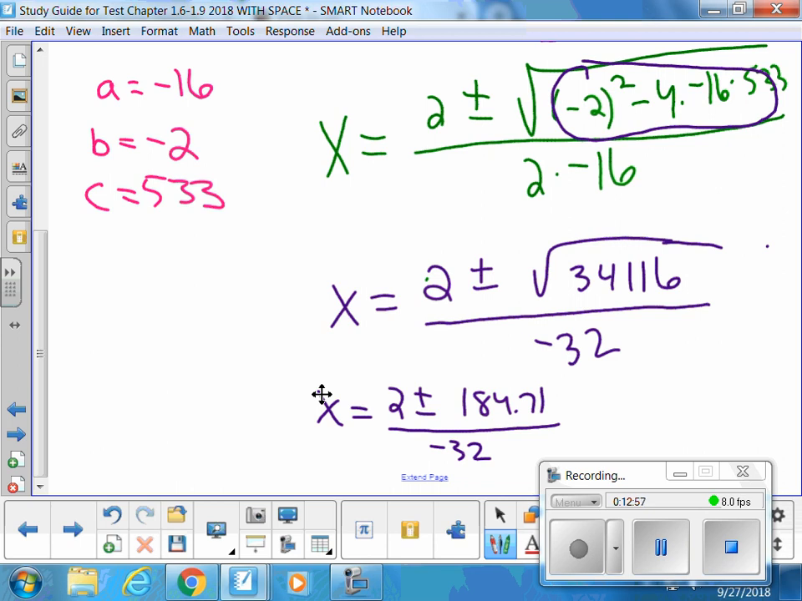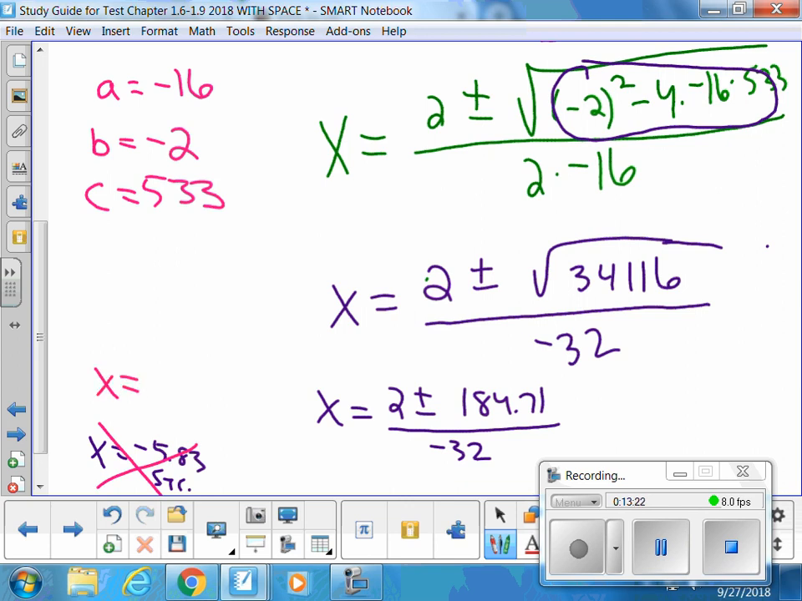So when I do it with the plus, here's what I type in. 2 plus 184.71. Enter. Divide by negative 32. So my first answer is negative 5.83 seconds. Does that answer make sense? No, the rock will not reach that altitude of 200 negative 5.83 seconds after being thrown. So you trash can that answer. Let's find the other answer.